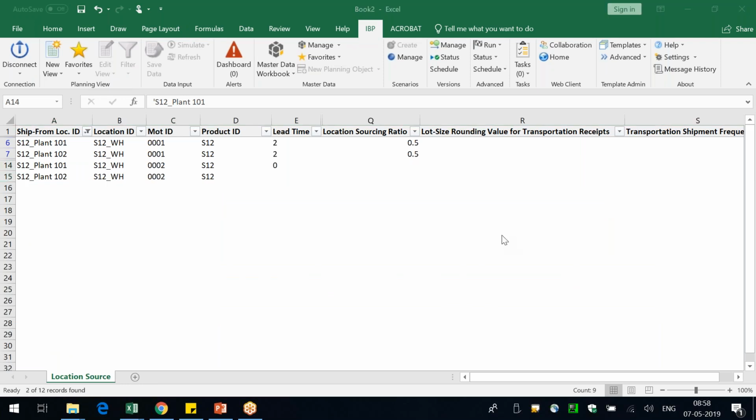But yes, Srinivas. When you're building this integration, the integration object document, you specify your source table and your target table. The target would be location source master data, and you map everything very carefully. The material ID becomes the product ID in IBP. The destination location becomes the ship-to location ID. The shipping location becomes the ship-from location.